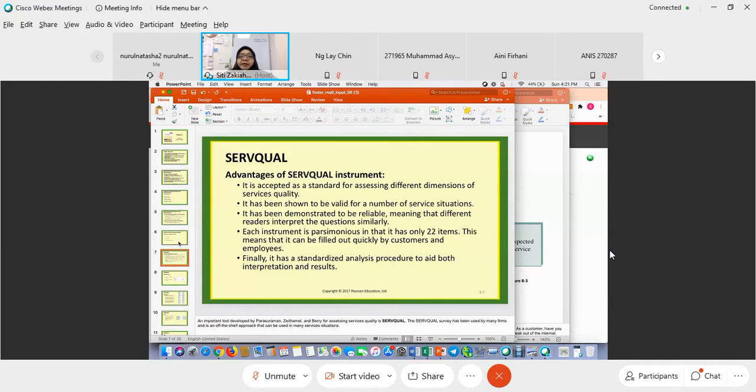A very famous tool that is used in this field is called SERVQUAL. SERVQUAL is developed by Parasuraman, Zeithaml, and Berry. Like Garvin, who developed the dimensions for products, Parasuraman, Zeithaml, and Berry developed dimensions for service, and they also developed SERVQUAL to measure customer satisfaction for service.